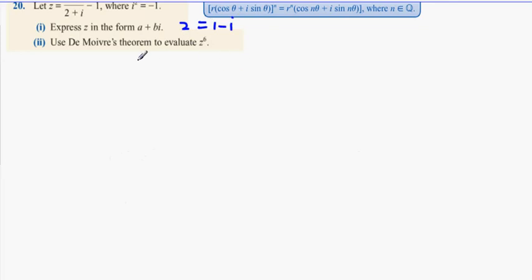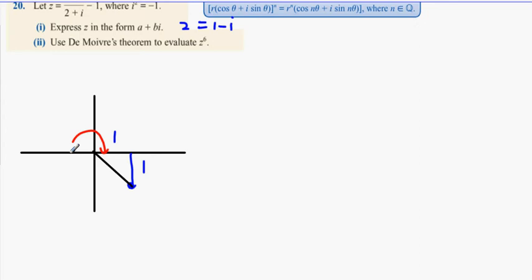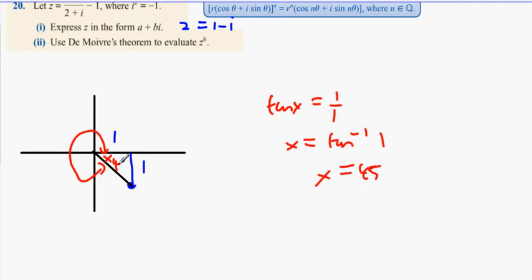What it wants me to do next is evaluate z to the power 6. So I have to change 1 minus i into polar form first. It's going to be 1 to the right and 1 down, which is going to be around here. Draw the thing. And then we have 1 and 1, and my job is to figure out what the angle is here. That angle is going to be the angle x. So tan x is 1 over 1. x therefore is tan inverse 1. x is 45, the angle is 45 degrees. Take it away from 360. 360 minus my 45 gets me my 315.